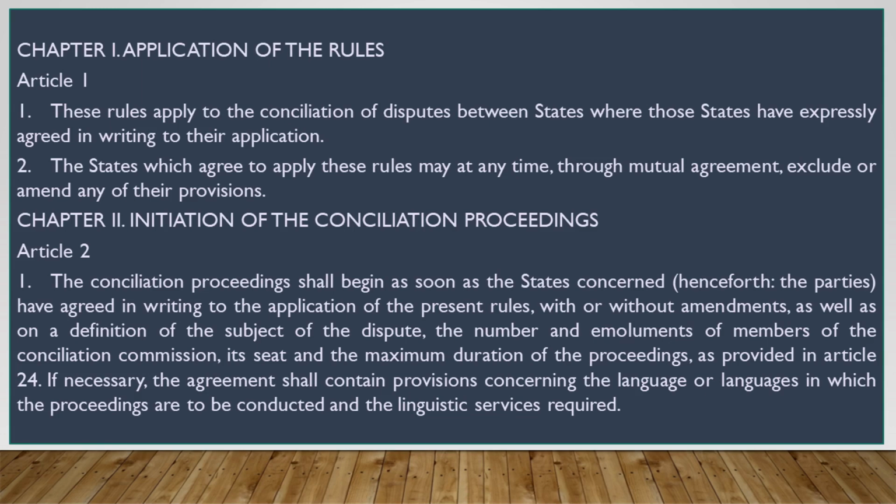Article 2. 1. The conciliation proceedings shall begin as soon as the states concerned, henceforth, the parties, have agreed in writing to the application of the present rules, with or without amendments, as well as on a definition of the subject of the dispute, the number and emoluments of members of the Conciliation Commission, its seat and the maximum duration of the proceedings, as provided in Article 24. If necessary, the agreement shall contain provisions concerning the language or languages in which the proceedings are to be conducted and the linguistic services required.